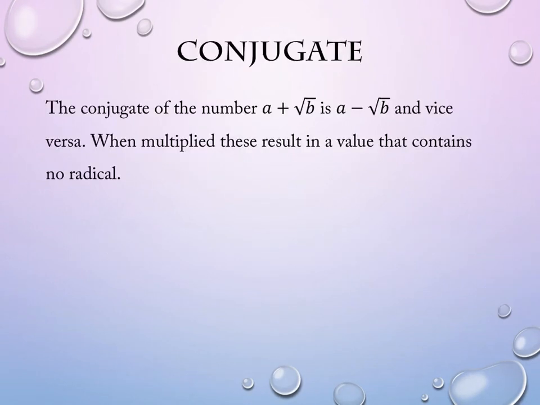Conjugate. If we have the number a plus square root of b, then the conjugate is a minus square root of b, and vice versa. The reason conjugates are special is kind of like why square root of 7 times square root of 7 is special. When you multiply them, you eliminate radicals. They contain no radicals when you're done. Now let me actually just show you real quick why that happens. Sorry, I wrote that wrong.